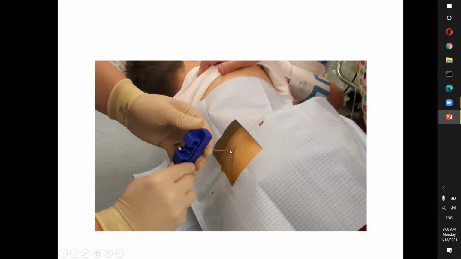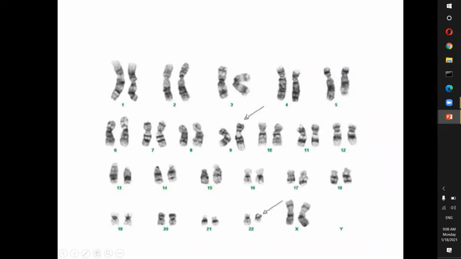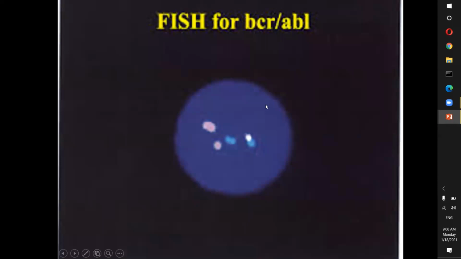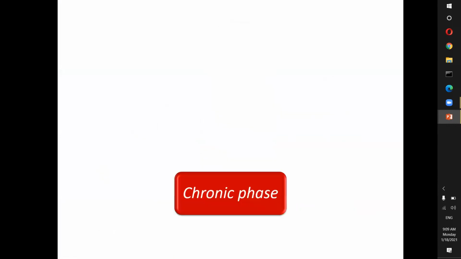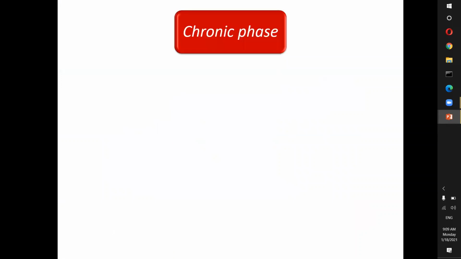Searching about what? A Philadelphia chromosome. Searching for any translocation between chromosome 9 and 22, which we call the Philadelphia chromosome. The Philadelphia chromosome results in BCR-ABL targeting cells. How do you treat? Definitely, chronic phase.